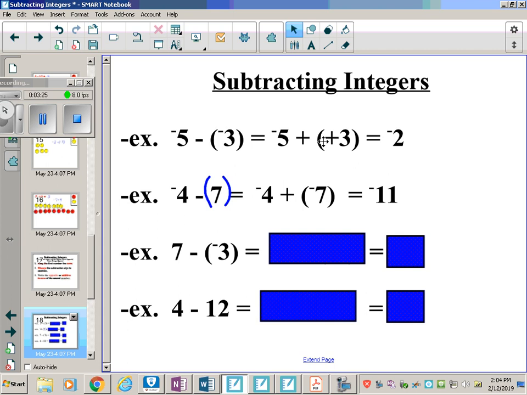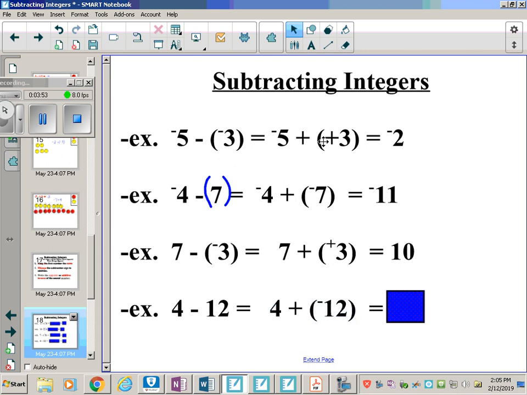For our next problem, 7 minus negative 3 is going to become 7 plus positive 3. The 7 stays the same, and then we do the opposite of negative 3, which is positive 3. So 7 plus positive 3 equals 10. And last but not least, 4 minus 12. We're going to keep the 4 the same, and then do the opposite of 12, which is negative 12. So 4 plus negative 12 is negative 8.